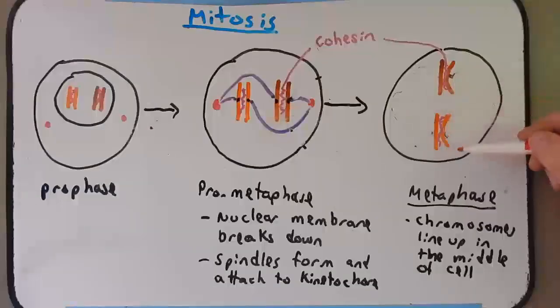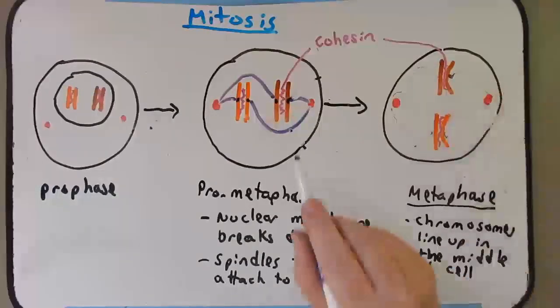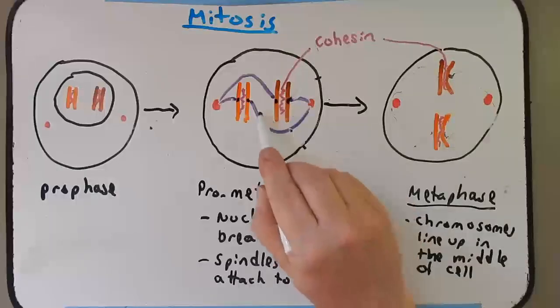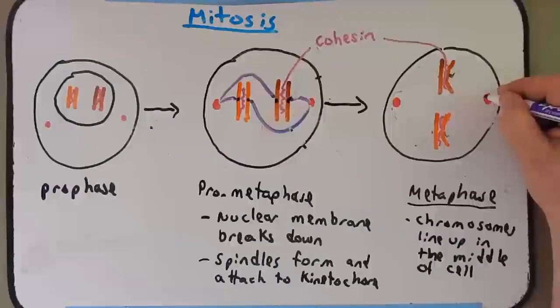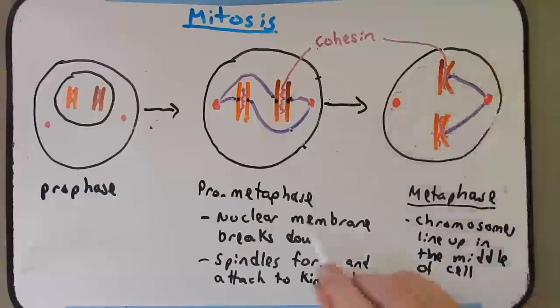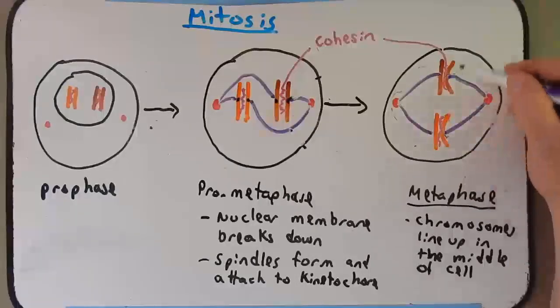So how did these chromosomes end up right here in the middle? Well, it didn't just happen by accident. It happened because these centrosomes had originally extended these microtubules across the cell to attach to each of the sister chromatids. And what happens during metaphase is after they've attached, they begin to retract some in such a way that they position them right in the middle of the cell.